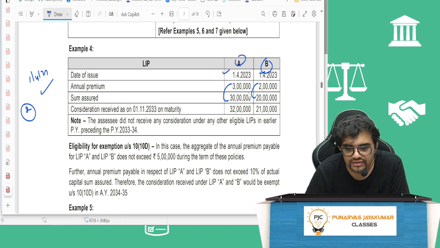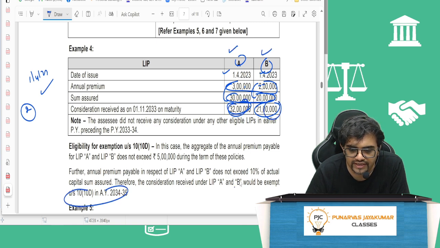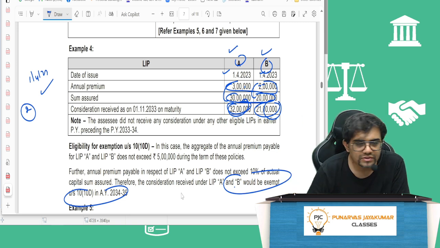Two policies you have done. Take the aggregate, 5 lakh. Is it less than or equal to 5 lakh? Yes. So, the consideration you received is 32 lakh and 21 lakh. Since it does not exceed 5 lakh and does not exceed 10% of the actual sum assured, therefore both policy A and policy B, that is 32 lakh and 21 lakh, will be exempt under 10(10D). Here you should see the aggregate, that's all. Simple.